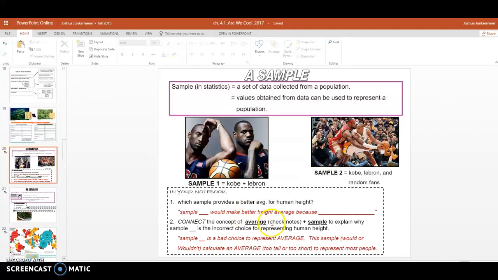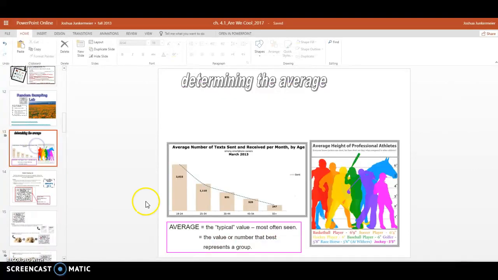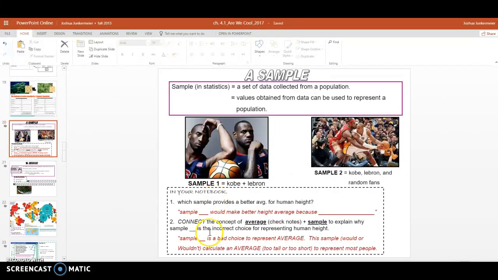Next, it says connect the idea of average. So remember what average means? It says check your notes. The definition for average, if we go back to here, says a value that best represents a group. So whatever average you want it to represent what you expect for a certain group of people. That's what averages are. They're supposed to represent the group really well. So it says sample blank is a bad choice. So sample 1 or 2, you choose.